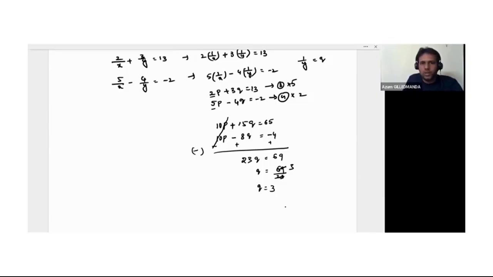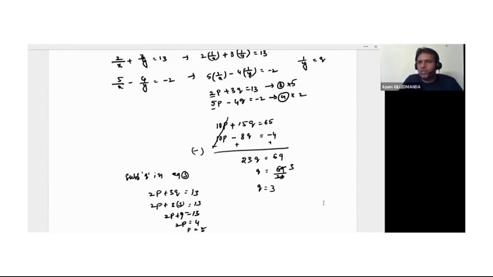Now substitute Q value in, let's say, subs. Substitute Q in equation 3. What is equation 3? 2P plus 3Q is 13. Now 2P plus 3 into 3 is 9. So 2P plus 9 is 13. And 2P is 13 minus 9, so it is 4. So P is 2.